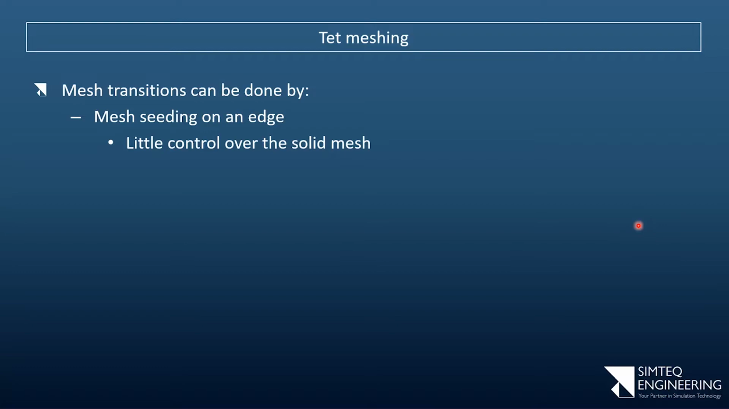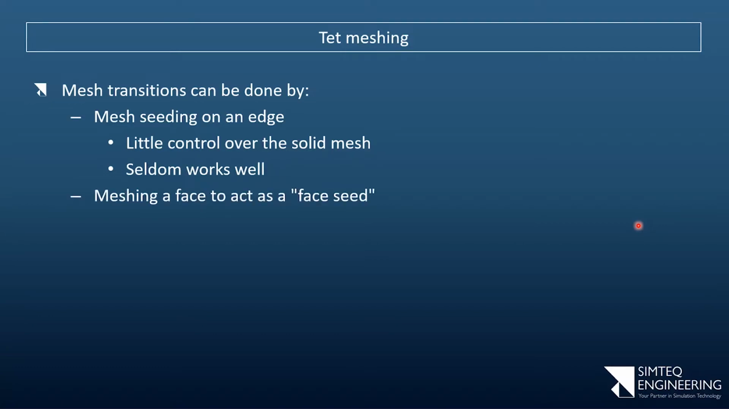With mesh seeding, we have very, very little control of the mesh. We only have control in the regions where there are edges. So it seldom works well. We can also mesh a face, and we treat that as, let's call it a face seed, while the previous one would be an edge seed if such a term existed. In that case, the solid mesh will match exactly those shell elements for the faces, meaning if you need a fine mesh in a certain face, you can mesh that one fine, mesh the solid, and afterwards you delete the shell mesh again.